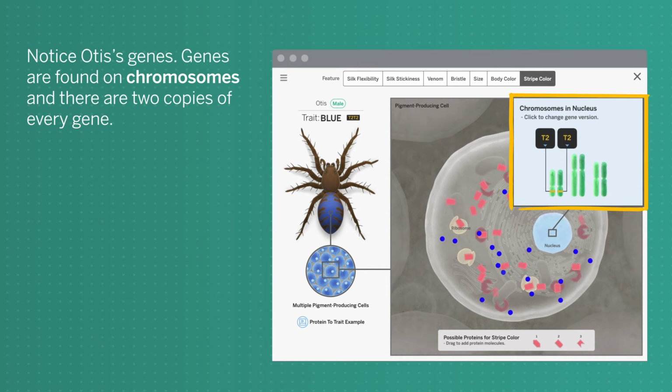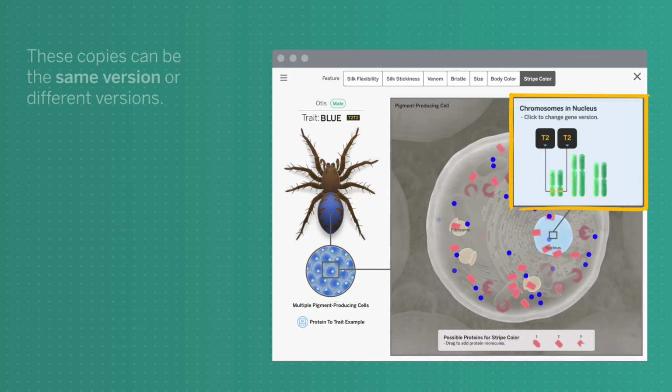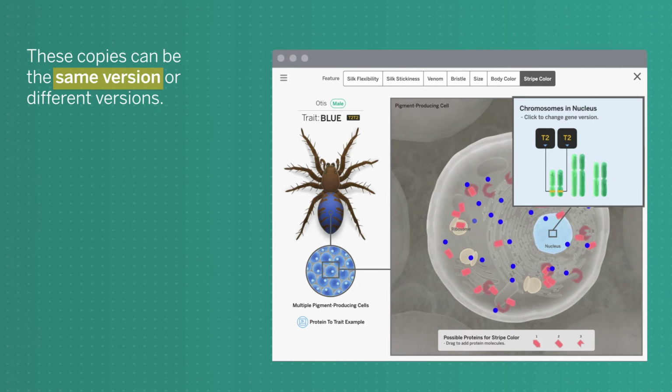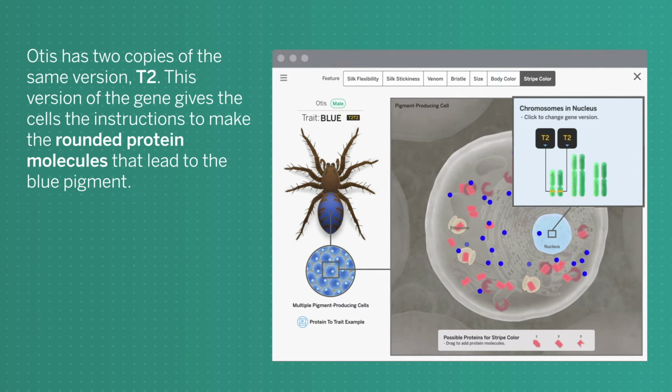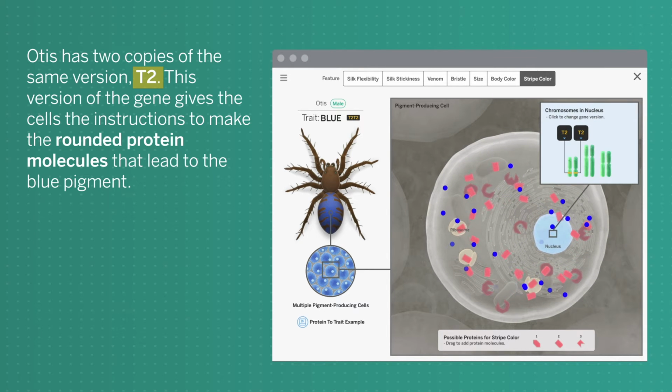Notice Otis's genes. Genes are found on chromosomes, and there are 2 copies of every gene. These copies can be the same version or different versions. Otis has 2 copies of the same version, T2. This version of the gene gives the cells the instructions to make the rounded protein molecules that lead to the blue pigment.